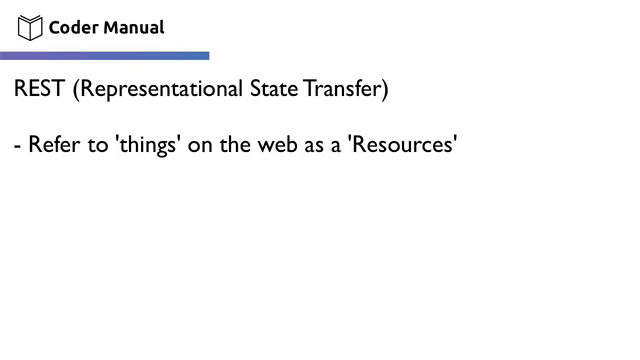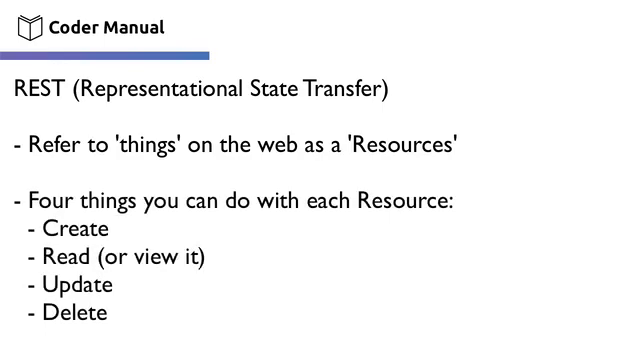Or for example, with Instagram, whenever you upload a new image to the Instagram servers, that's a resource. Each image would be considered a resource. And REST also suggests that we should be able to do four main things with these resources. We should be able to create them, read them, update them, and delete them.